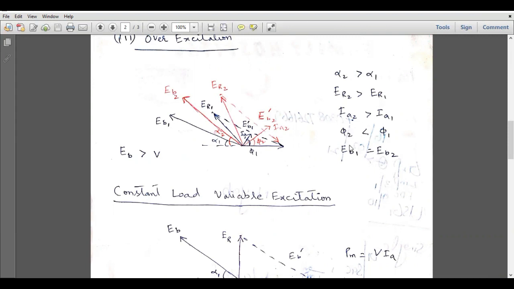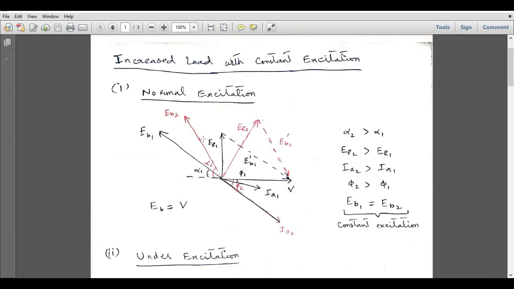So from this discussion, it is evident that the variation of these quantities for a load variation takes place in a different way for different excitation cases. So for normal excitation, when we change the load, these quantities will change differently.